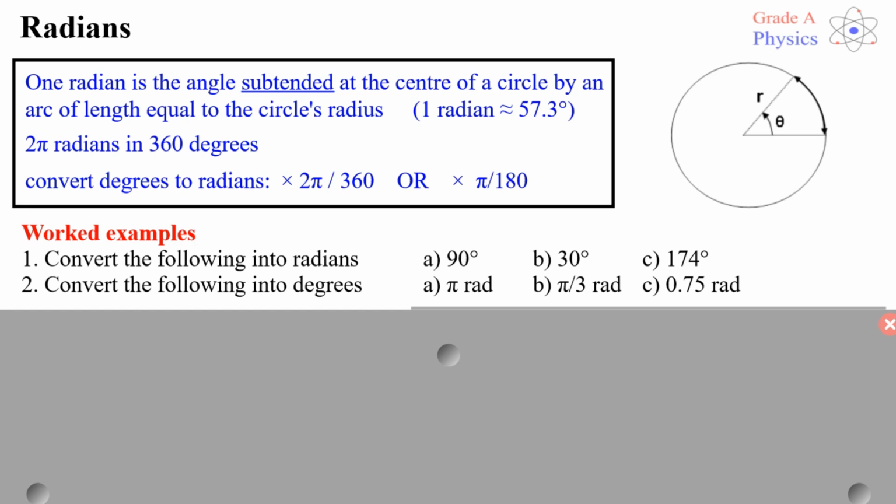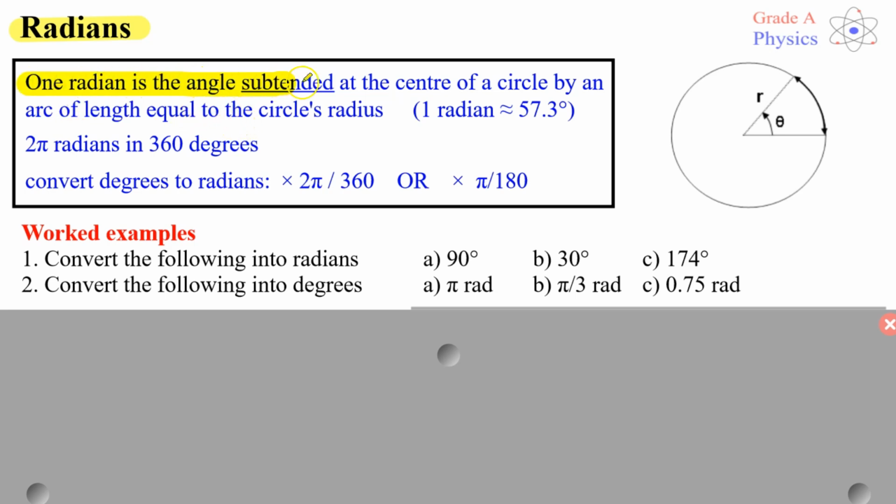So the first thing we need to consider with circular motion is angular displacement. We could use degrees, which we're very familiar with, but very often we use radians. You may have come across these possibly at GCSE, but certainly if you're doing maths A-level. So we do need to know the definition, which is written here.